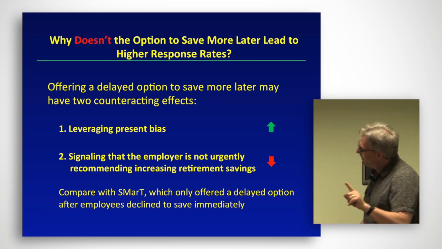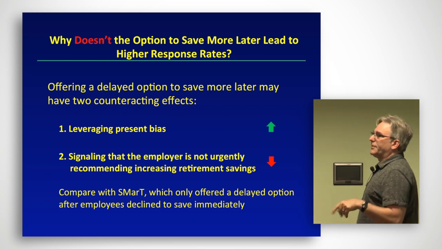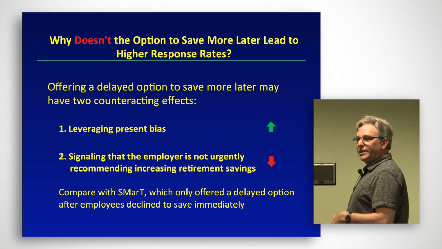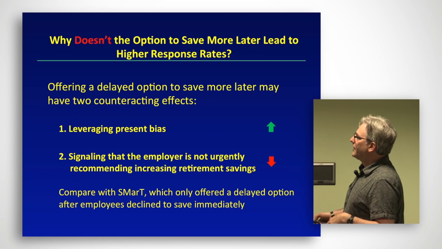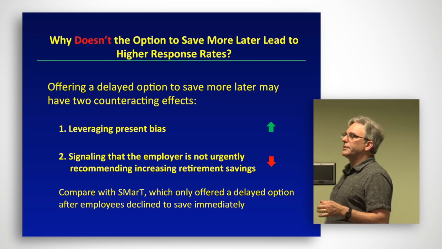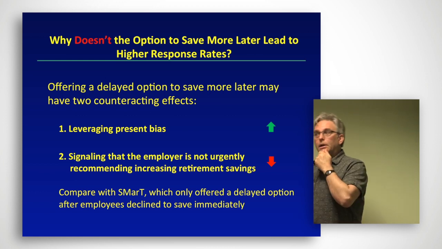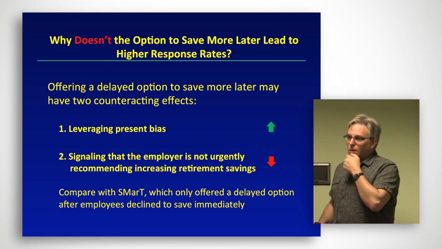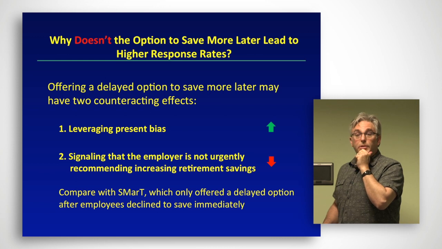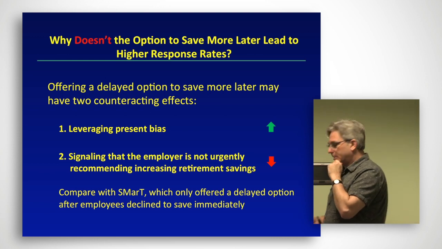On the other hand, if you say, do you want to save more now or do you want to save more in the future, you may be signaling that the employer is not urgently recommending increasing your retirement savings, which would drive you in the other direction. They're saying you can do more now or you can do more later. Well, I may as well do more later, since that's an option.